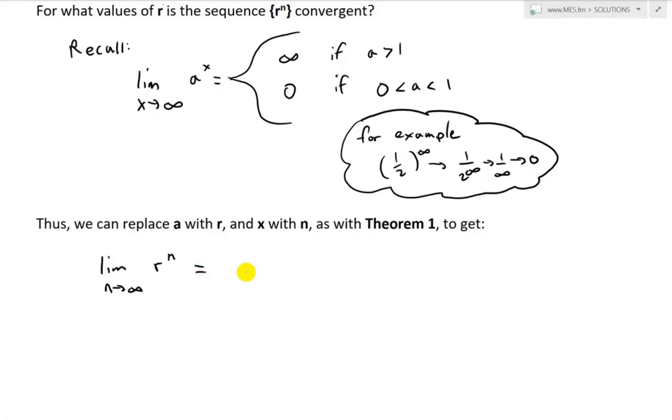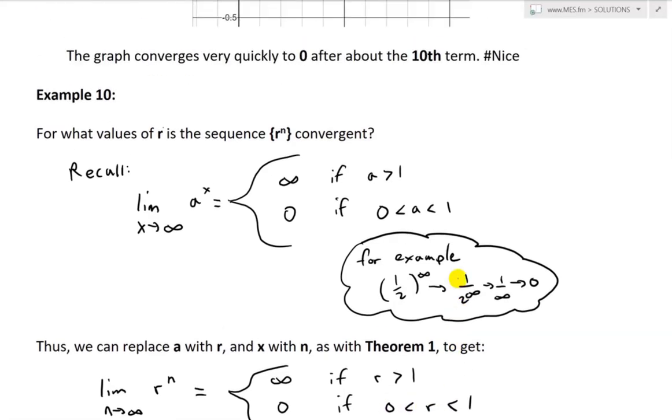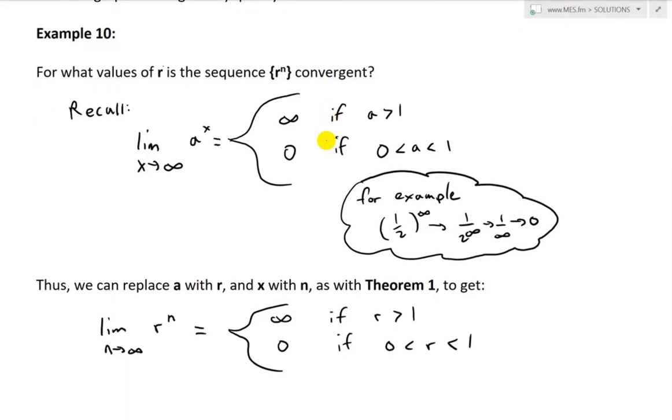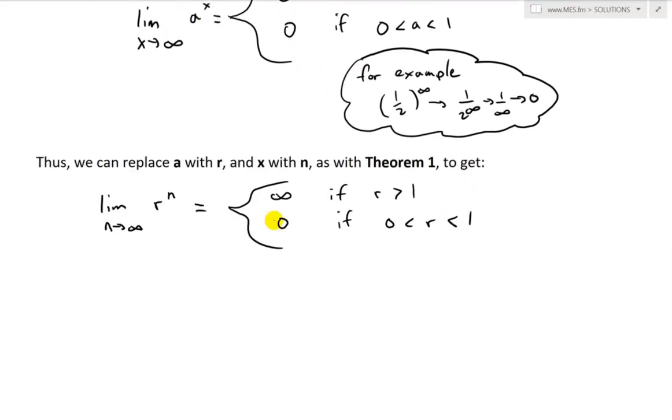So this equals, and then this opens up. And then we have infinity if r is greater than 1, and it's 0 if r is a fraction, that is, 0 less than r less than 1. And since we're asked what values of r this sequence is convergent, well, 0 is convergent. So we have this value right now, where r is between 0 and 1.